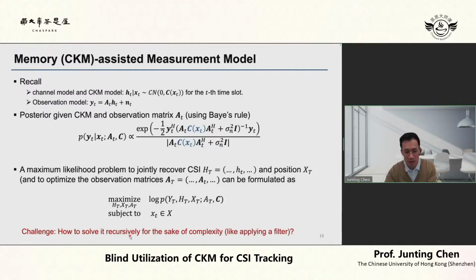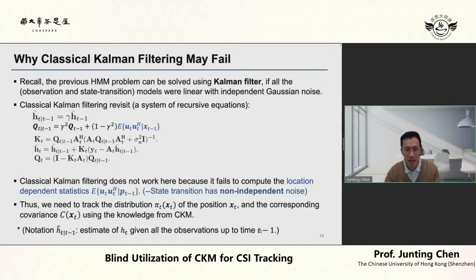So the challenge is how to solve it recursively, right? For the sake of complexity, because we are talking about a CSI tracking problem, right? So it has to rely on a filtering type of solution. Otherwise, it is not complexity friendly. So here is how Kalman filtering comes into play. Now, suppose that we don't have a CKM, suppose that we are working in a line of sight scenario, then people can easily think of, right, maybe Kalman filter is a good methodology. Or more generally, Kalman filter is a tool to solve a general HMM problem, right? If all the observation and state transition models are linear with independent Gaussian noise. Now, of course, this is not the case in our problem of interest, but it is very helpful to revisit the classical approach of Kalman filtering.